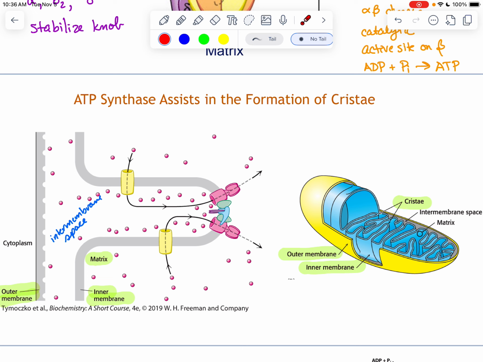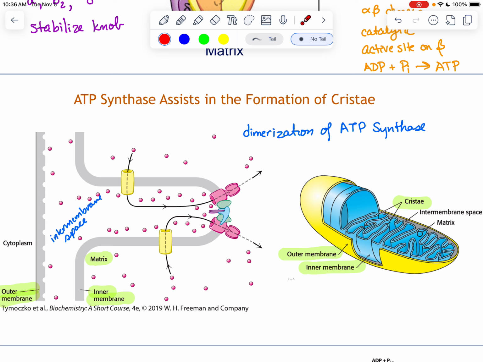Because it turns out that we have dimerization of the ATP synthase. Okay, you can see that here, where they're grouped together. And that grouping together causes this inner membrane to fold or pucker. Okay, so that's what's causing all of these folds right here.